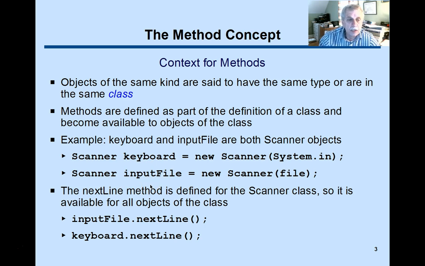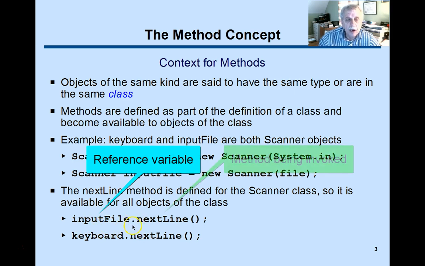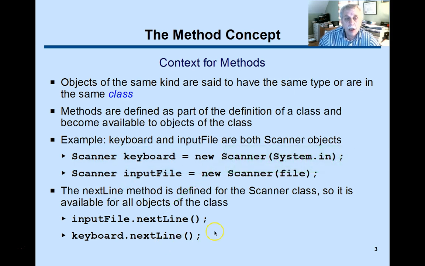Now, what does this give us? If you look further down, we're now using input file, then the dot operator, and we're qualifying a call to nextLine. Likewise, keyboard, and we're qualifying a call to nextLine. What is nextLine? nextLine is a method that is defined within the scanner class and hence becomes available to any object instantiated from that class. So keyboard refers to an object of the scanner class, input file refers to an object of the scanner class, and we use those reference variables to qualify the calls to nextLine.